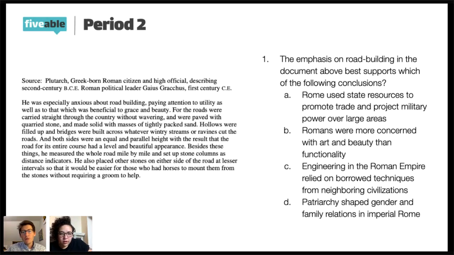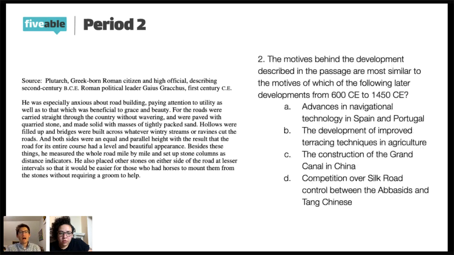So we will not walk everybody through. We'll let people get their answers in with the next one, I think, first before we move on. So let's look at question number 2. The motives behind the development described in the passage are most similar to the motives of which of the following later developments from 600 to 1450 CE? Okay, so already, you don't necessarily need the document again. You have the answer from the last question, and now I'm looking specifically for who's in this next time period, 600 to 1450. Exactly. So what can I eliminate right off the bat? I can eliminate A, that would be later.